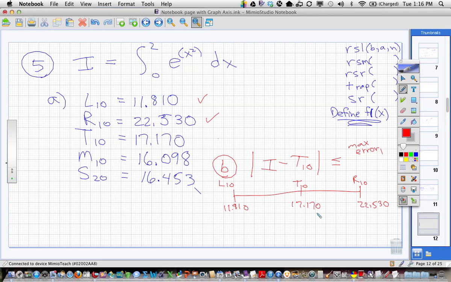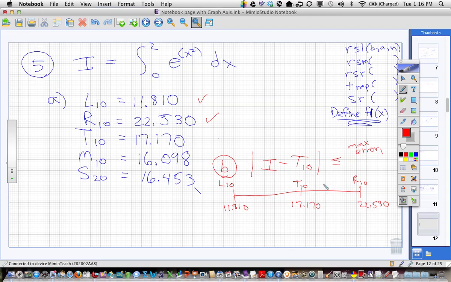We know the actual answer, well, yeah, but we're not even talking about M right now. We know the actual answer is in here somewhere. But you're right. I mean, we could put M in here now, and then we could know it's in. Okay, but they didn't even want us to use M. They just said use L and R. So we know the actual answer is in here somewhere. So what's the most that T10 could be off?